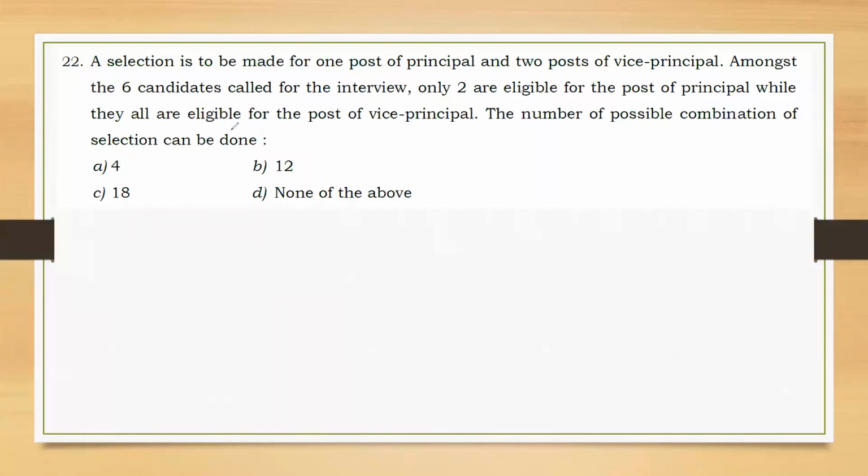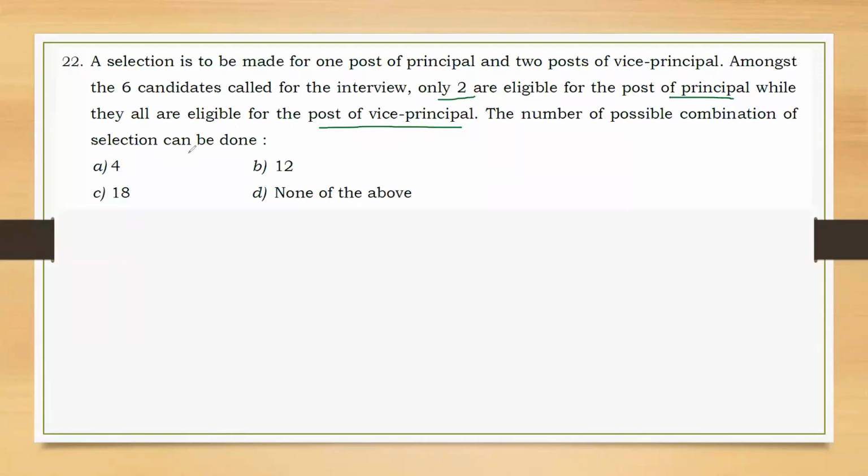A selection is to be made for one post of principal and two posts of vice principal. Among the 6 candidates called for the interview, only 2 are eligible for the post of principal, while they all are eligible for the post of vice principal. So, number of possible combinations.